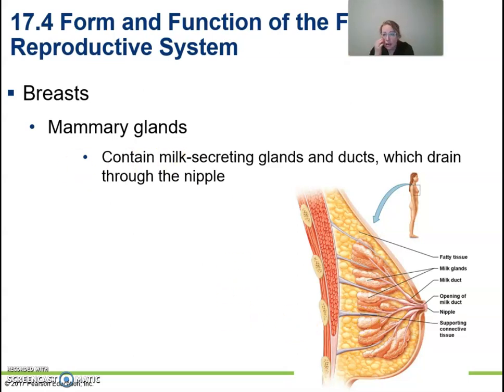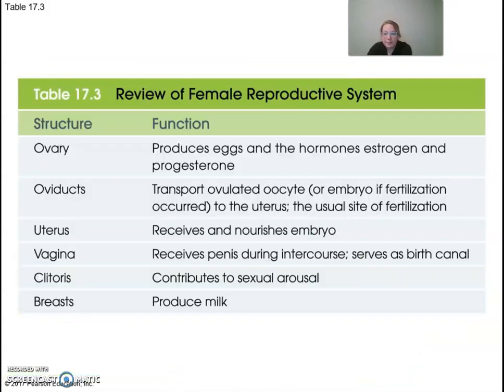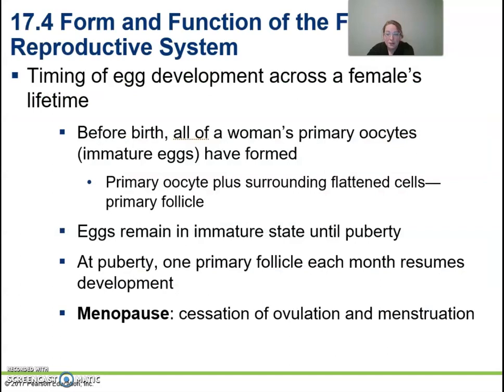Okay, and we'll look at breast cancer and reproductive imbalances a little bit later in the chapter. So don't worry, we will get there. Okay, so reviewing the structures. In the males, it's all about the path the sperm takes. In the female, it's all about what's happening during her monthly cycle, 28 days, in the ovaries and the uterus, and they go together.